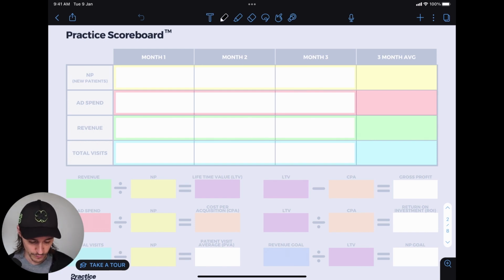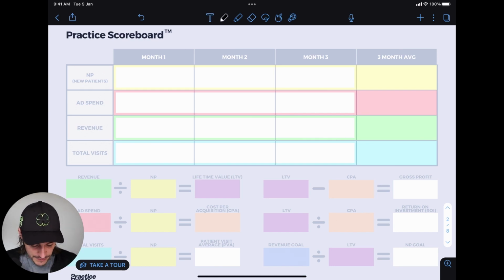So we're going to go through and fill out 3 months worth of data, and then we're going to create an average with that. So the first number that we want to fill out here is our new patients, then it's our ad spend, then it's our revenue, and then it's our total visits. And from these numbers, we're basically able to calculate all the numbers that we need to know in our business to make better decisions. So I'm going to put in the numbers that I'd created earlier. You can go ahead and put your numbers in here, or you can do my numbers and then come back and do your numbers after.